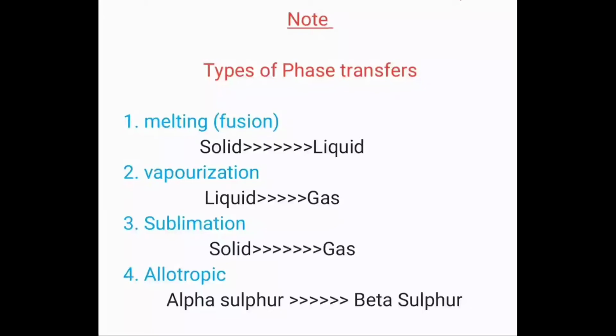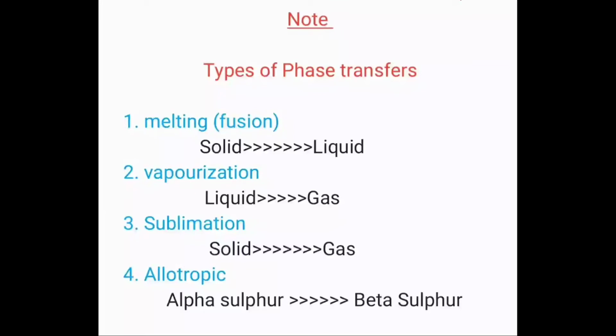For this term I will give one or two examples. The first example: whenever ice is taken into the open atmosphere, some part of the ice converts directly into the vapor phase, the gaseous phase. It is known as sublimation. So this is the first example for sublimation.